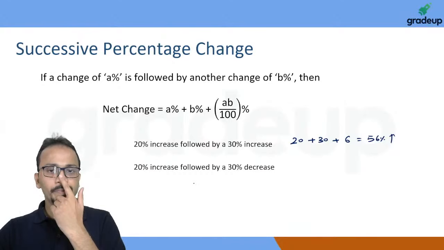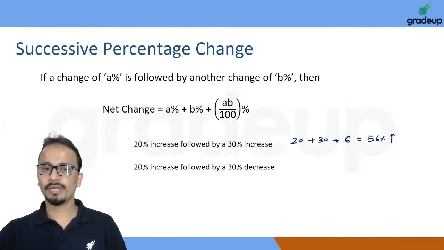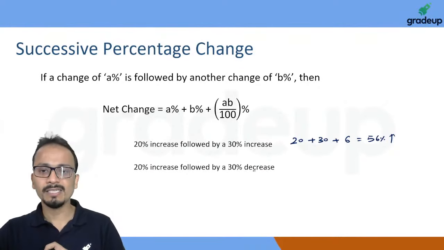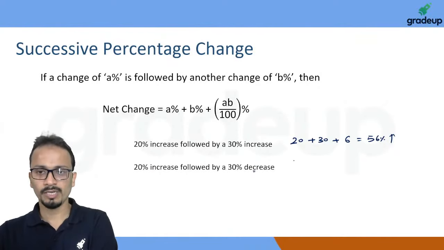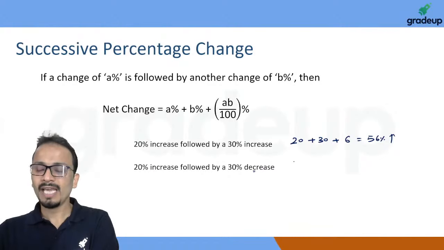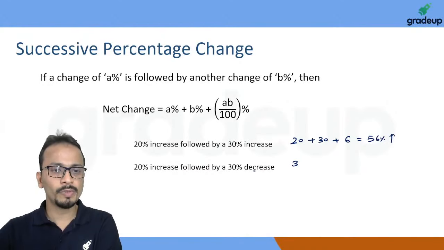Next, a 20% increase followed by a 30% decrease. Be careful, okay? So A is plus 20 and B will be minus 30.